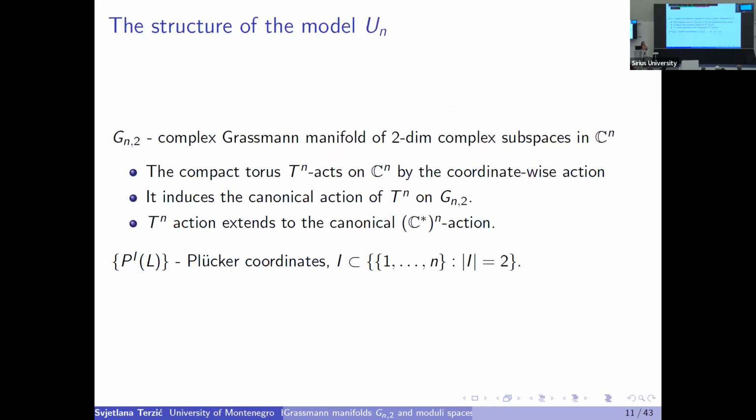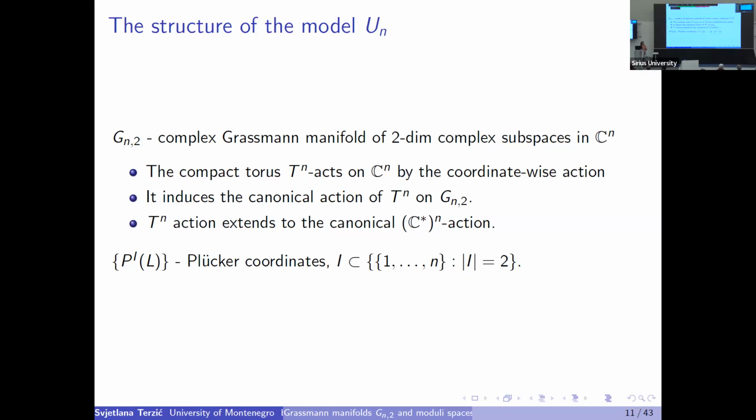And in the rest part of our talk, I'm going to explain how we establish this connection. So now about our work on a compact torus action on Grassmann manifolds. We consider G_{n,2}, complex Grassmann manifolds, so two-dimensional complex subspaces in C^n. We consider the compact torus. It acts on C^n by the coordinate-wise action. This action induces the canonical action of the torus T^n on the Grassmann manifold G_{n,2}. Any two-dimensional subspace maps to a two-dimensional subspace.